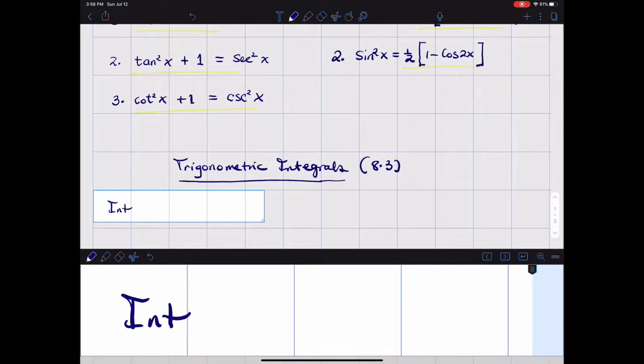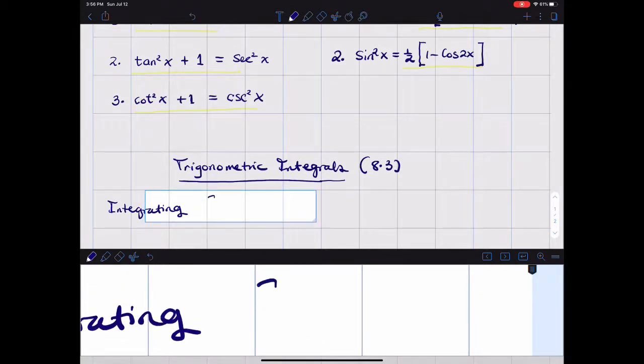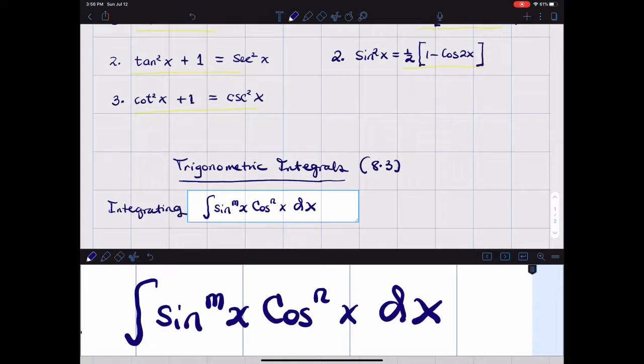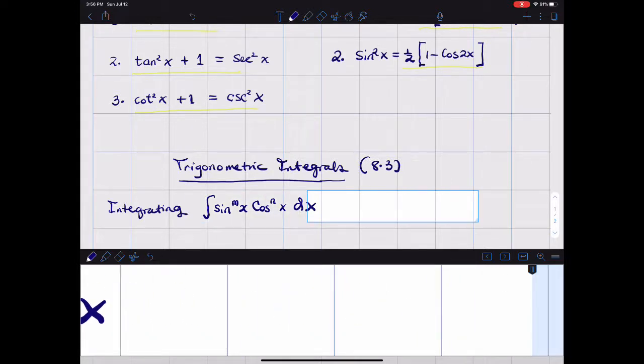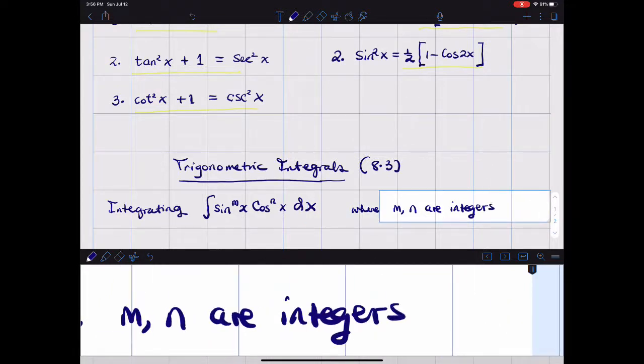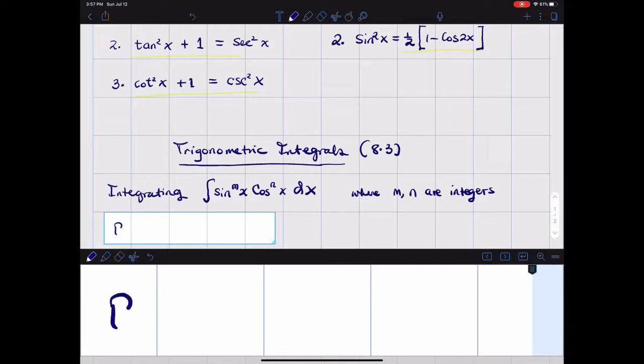So assume you want to integrate an integral that has the form sine of x to the power of m, and then cosine of x to the power of n, dx. Okay, so the powers of sine and cosine are m and n respectively. It's important to point out that in this case m and n are integers. All right, there's a little rule here.